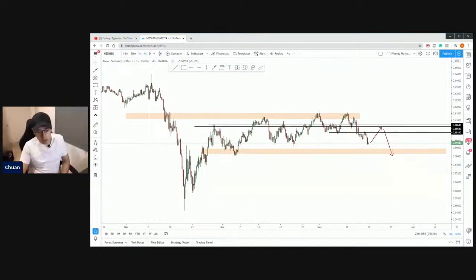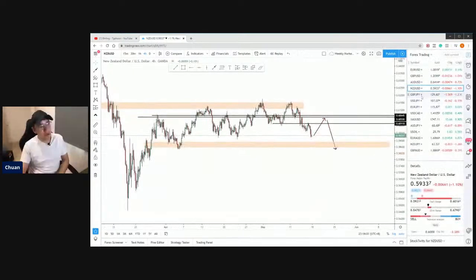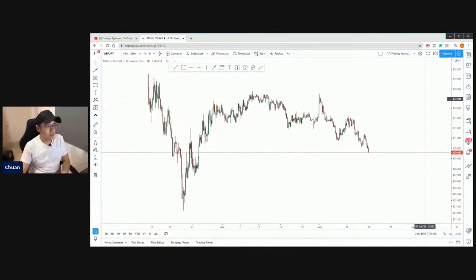I'll be going through the pound Aussie pair later on. So this is for the US dollar pairs. I'll be entering the Japanese pairs now.